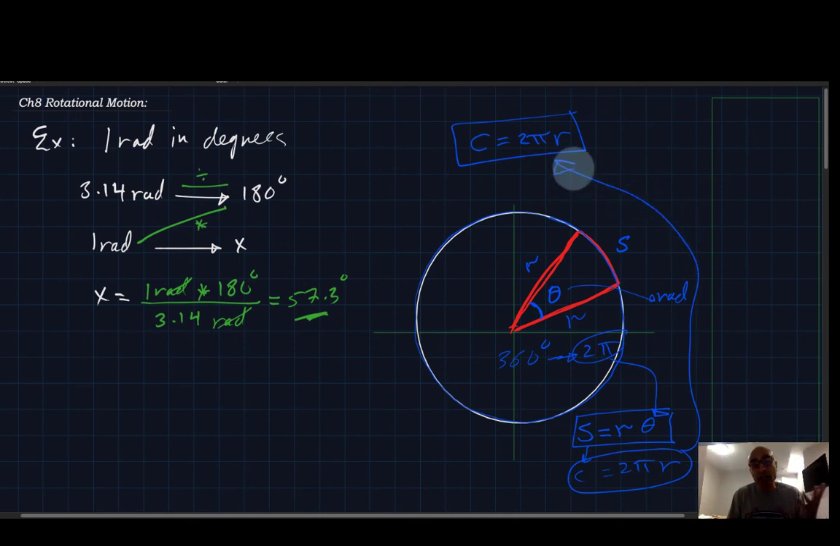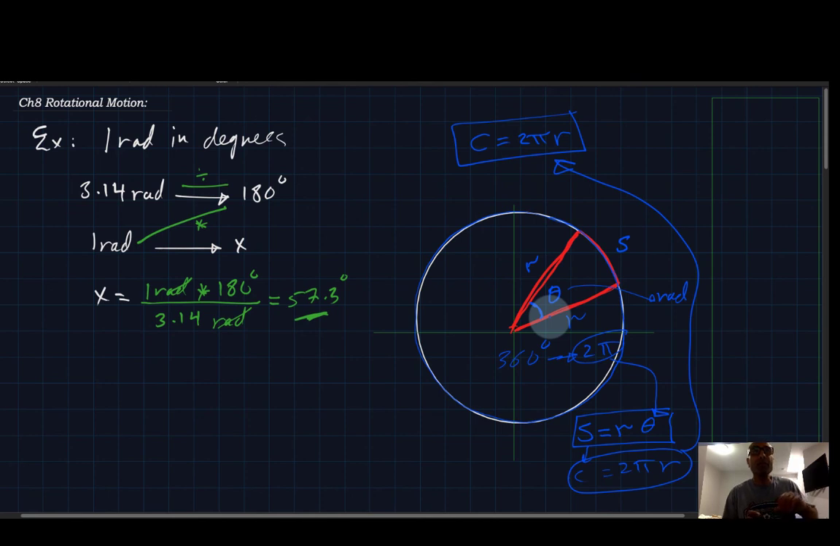That's how we got this equation. That's how we got that the circumference of a circle is equal to 2 pi r, because 2 pi is 360 degrees for the whole circle, and r is just the radius of the circle. Isn't this amazing? You gotta love these little things.